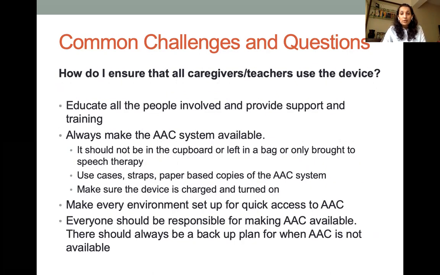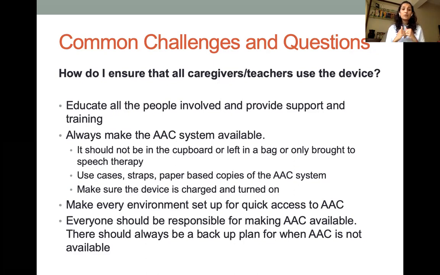How do I ensure that all caregivers and teachers use the device? For this, education is the most important. You have to educate everyone involved. You have to provide support and training, and you have to keep providing the support and training because the user's needs will also keep changing. And always make the AAC system available. It should not be left in the cupboard. It should not be put in the bag. It has to be easily accessible at all times.